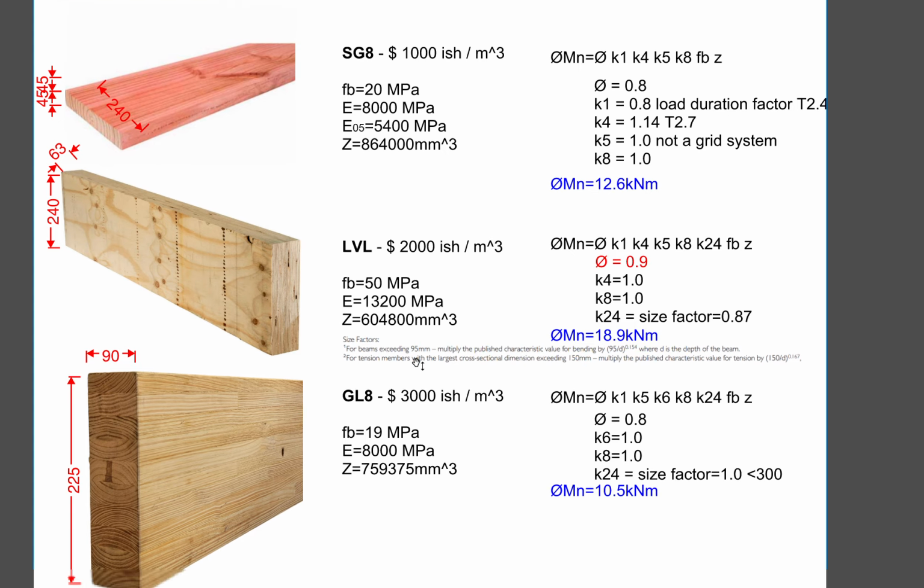Price-wise, SG8 is the cheapest. Today it is roughly about $1,000 per cubic metre, plus or minus 100 to 200. LVL comes in at double that, just as a ballpark figure. And the premium price would be the glulam structure, which comes in at nearly 3 times more than sawn timber.